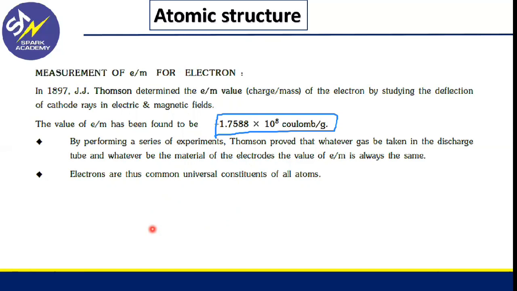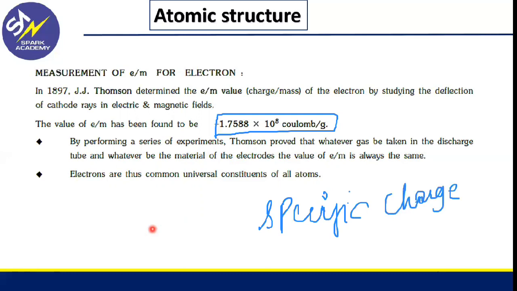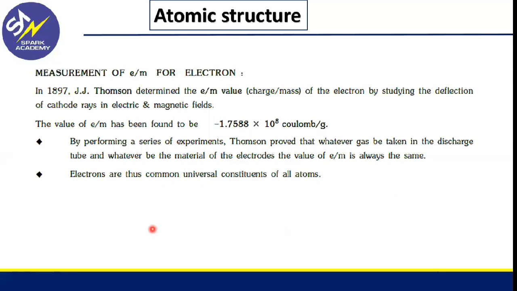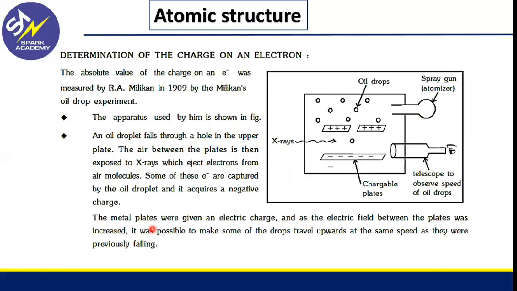The charge over mass is called specific charge. So if you see a term called specific charge, that means it is charge over mass. So whichever gas I take or whatever electrode I take, the charge over mass will always remain the same value, minus 1.7 times 10 to the power of 8 coulomb per gram. Now we have to determine what the charge of the electron was.